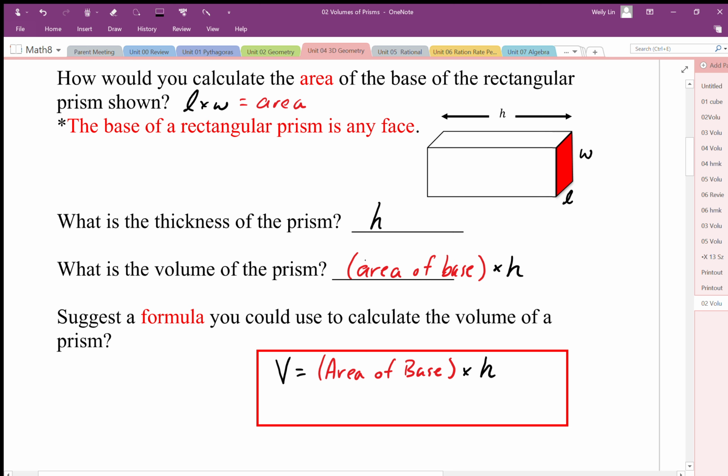So although it's perfectly fine to use volume as length times width times height, really it's important to understand that although this is perfectly fine to use, we should start conceptualizing this as some area, length times width, times some thickness.